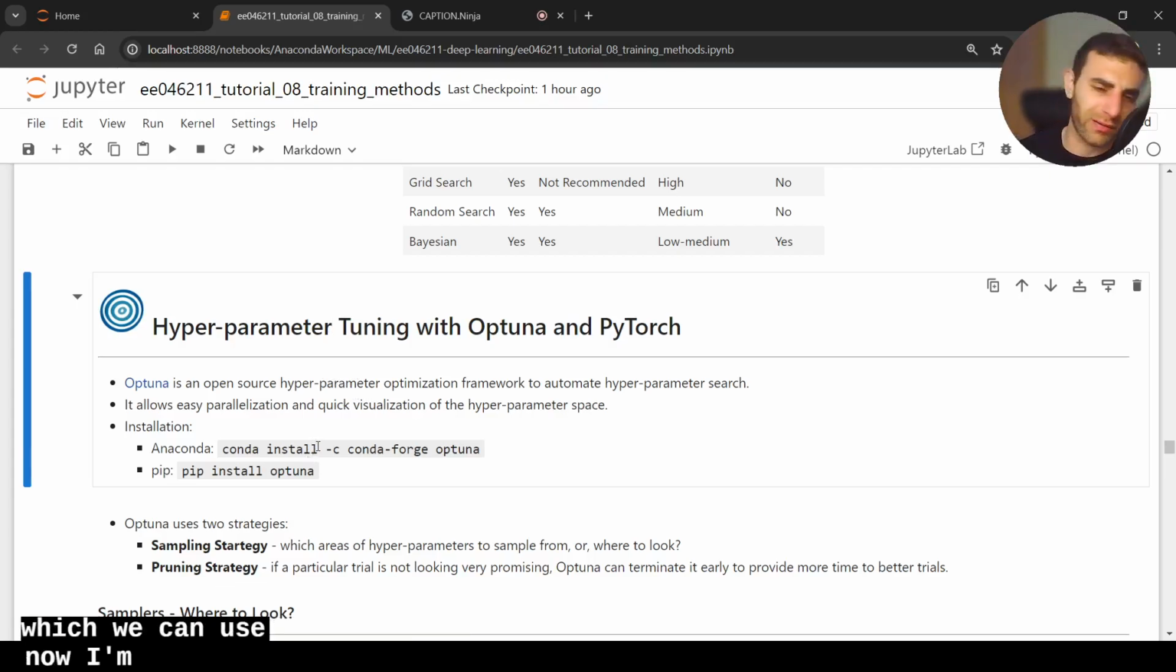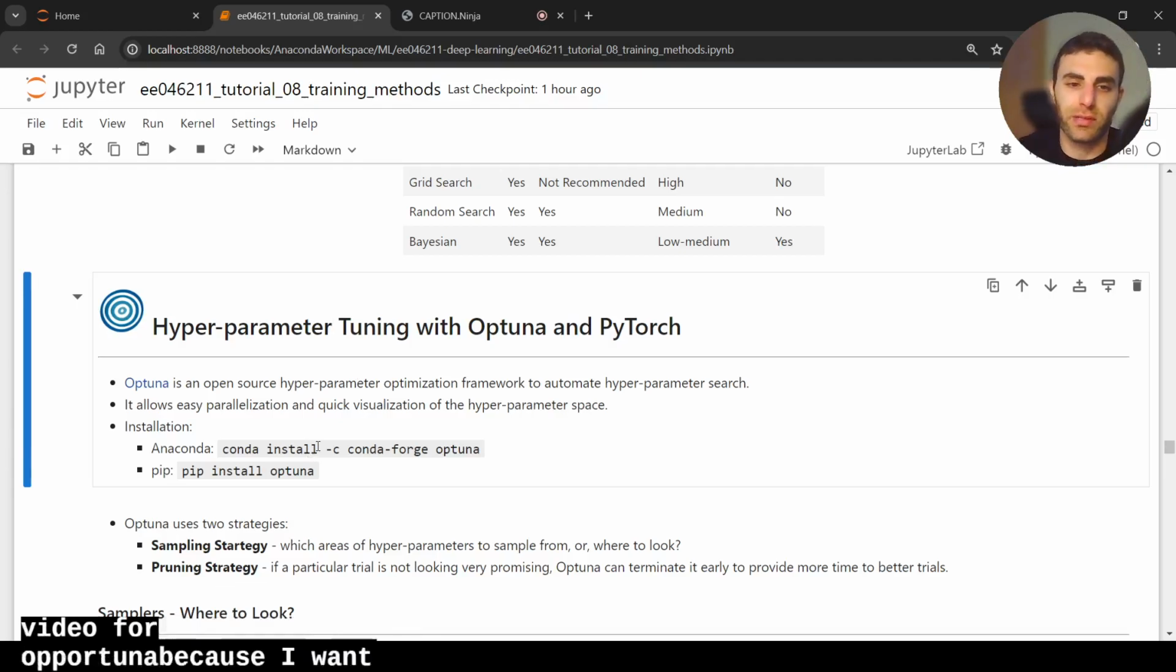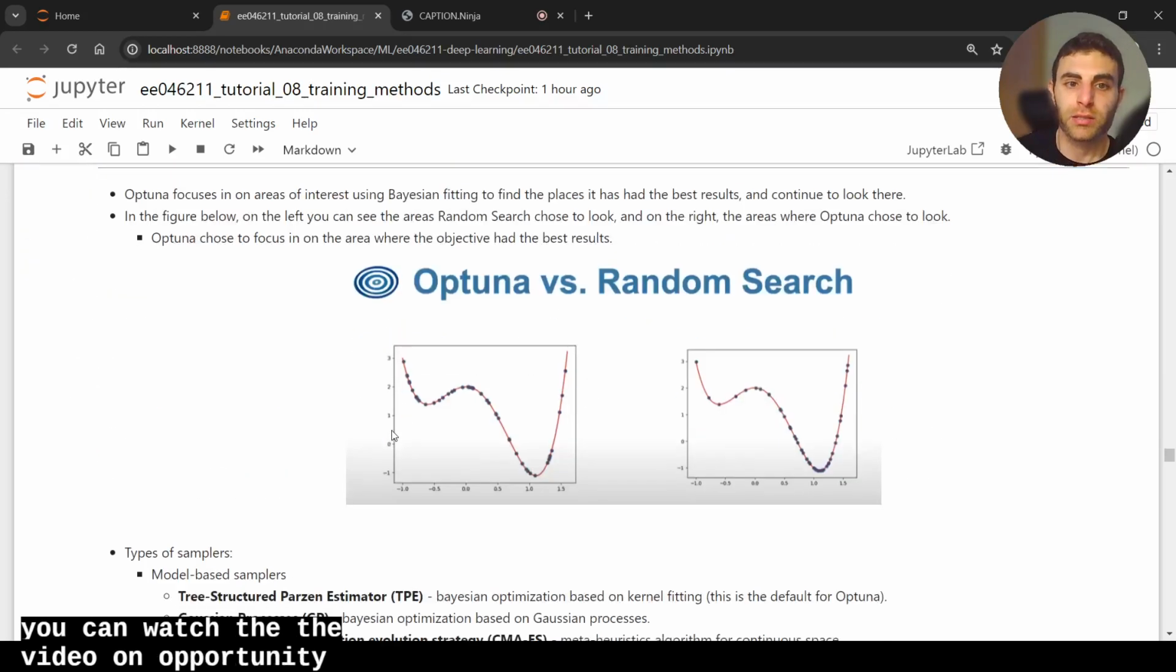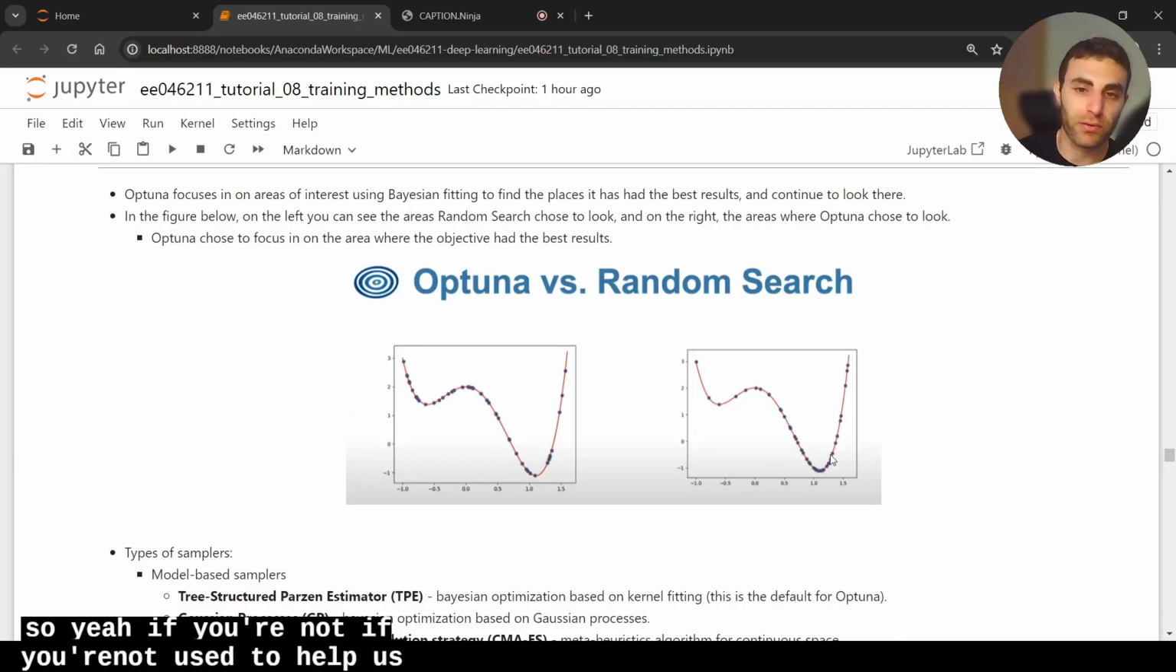Now, there is a framework called Optuna that integrates nicely with PyTorch and Scikit-learn, which we can use. I'm not going to cover this in this video, since I have a separate video for Optuna because I want to delve into the details of Optuna a bit deeper. So I'll just give you the gist of it, and if you're interested, you can watch the video on Optuna. The idea of Optuna is to help us find more promising search spaces by using Bayesian optimization.